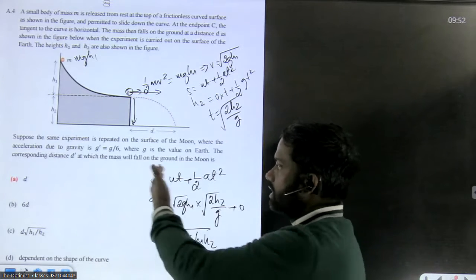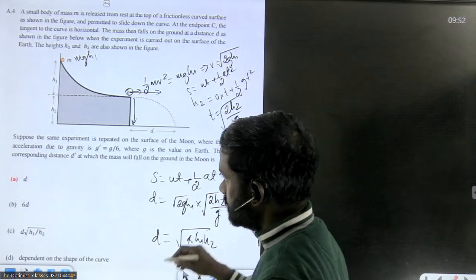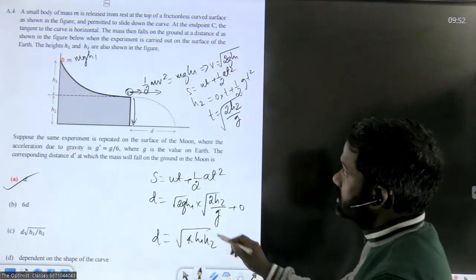So this is independent of g actually. So on the moon g becomes g by 6, but here it is independent of g. So therefore on the moon also we'll get the same answer. So therefore the correct option will be A, since it is independent of g.